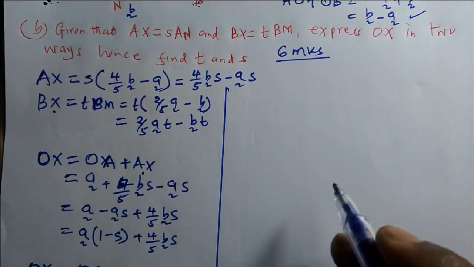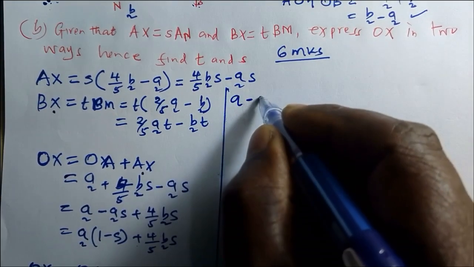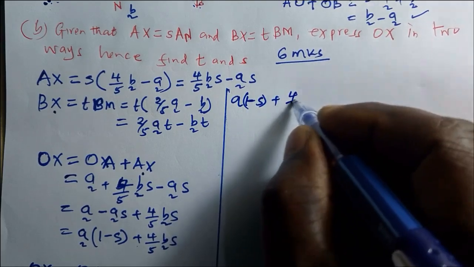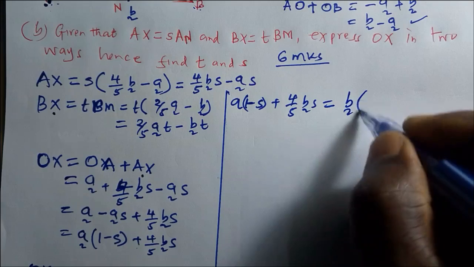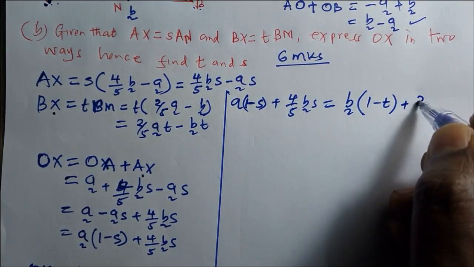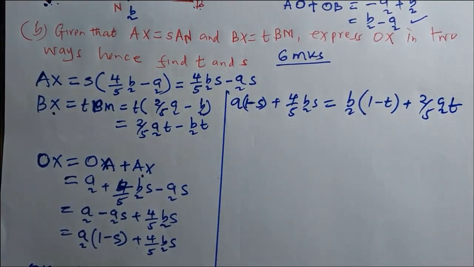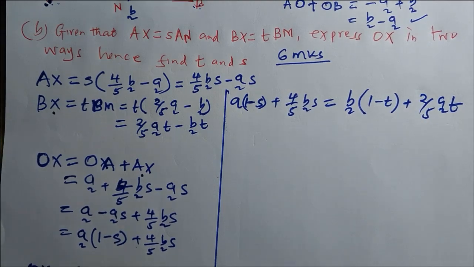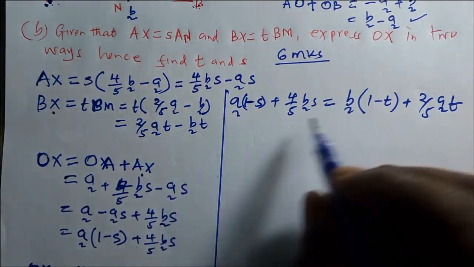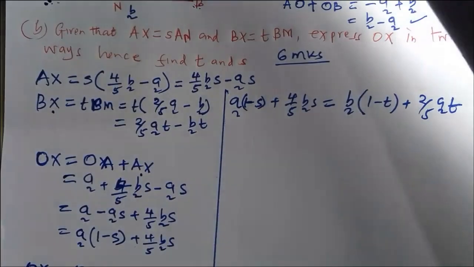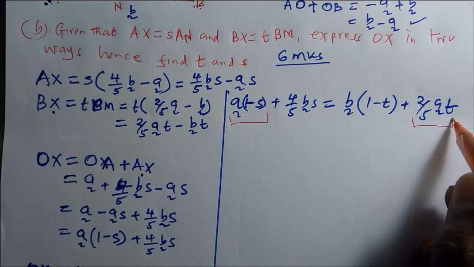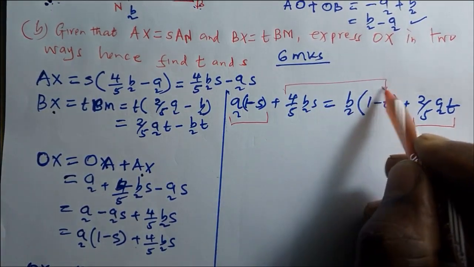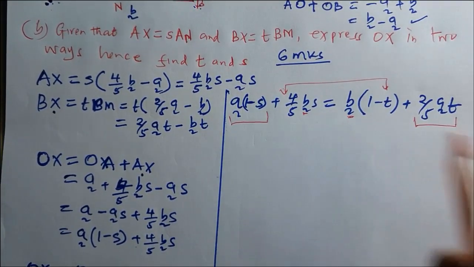So we are going to equate them here and say that A minus A into 1 minus S plus 4 over 5 BS is equal to B into 1 minus T plus 2 over 5 vector A T. Now, those that have the same vector, they are equal. This and this, we equate them. This and this one, we equate them because they have the same vector B and B. That is what we do.